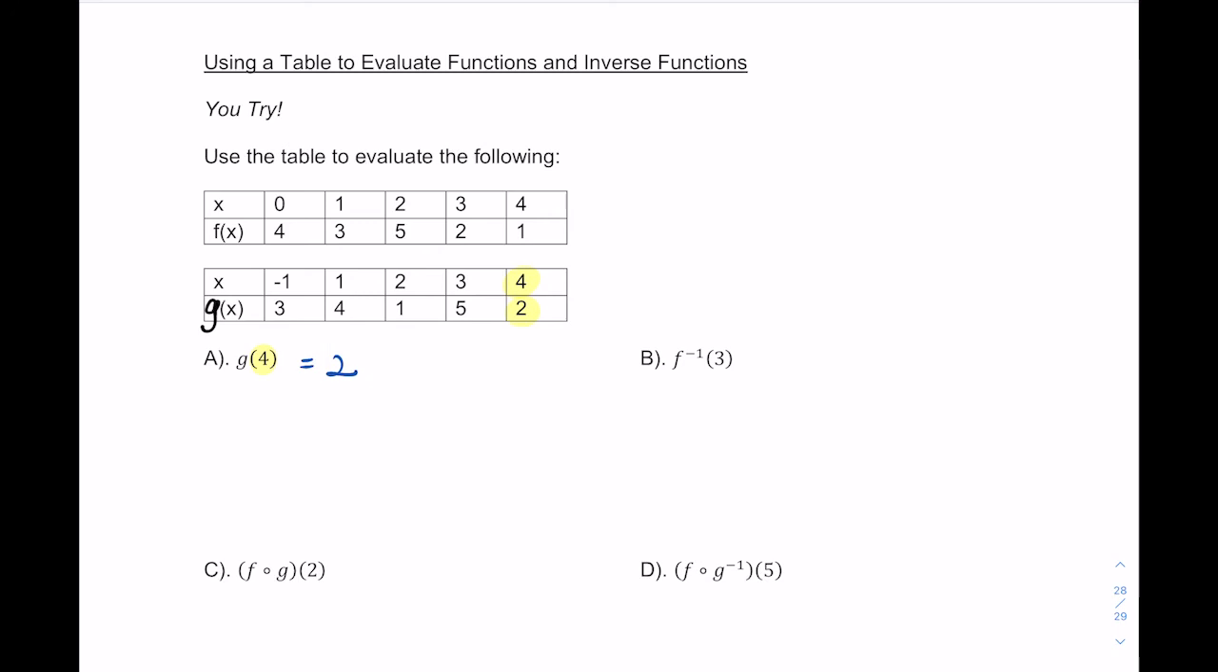But now for letter B, I'm finding f inverse of 3. So remember that an f inverse is really just an f of y, and it's giving us x because they're switching spots. So I need to look at the y row now. So where's y equals 3? Right here. And what's the corresponding x value? 1.